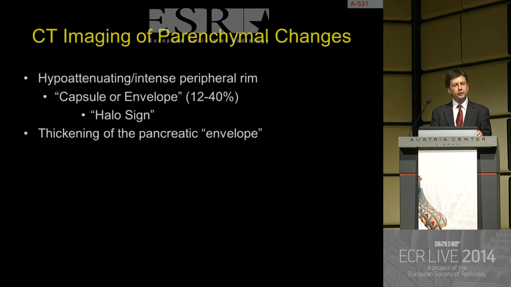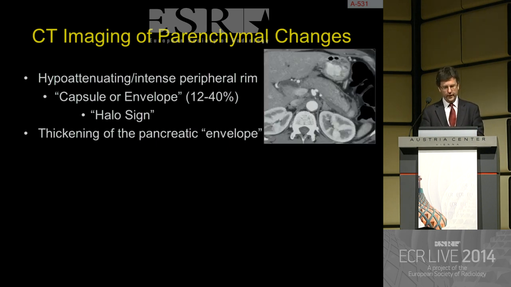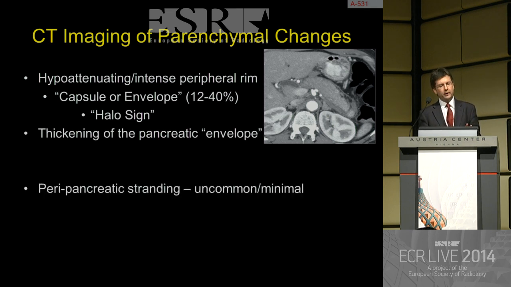Thirdly, we're going to see changes to the enhancement characteristics, and also a hypoattenuating, hyperintense peripheral rim. And this is a so-called capsule or halo, the halo sign. And I give an example just here. And this, again, is the inflammatory infiltrate and the cells extending out into the peripancreatic space. Peripancreatic stranding is uncommon or minimal.